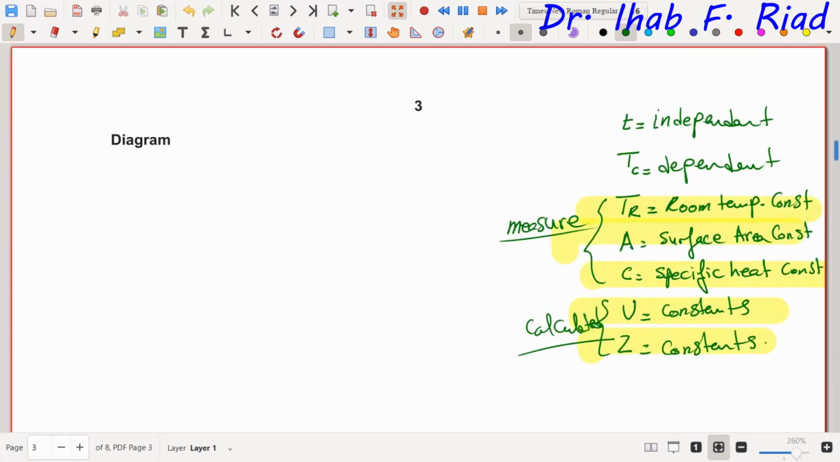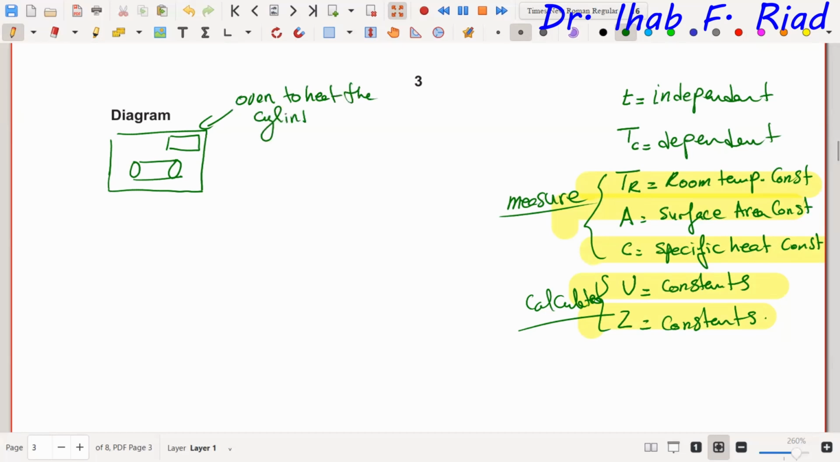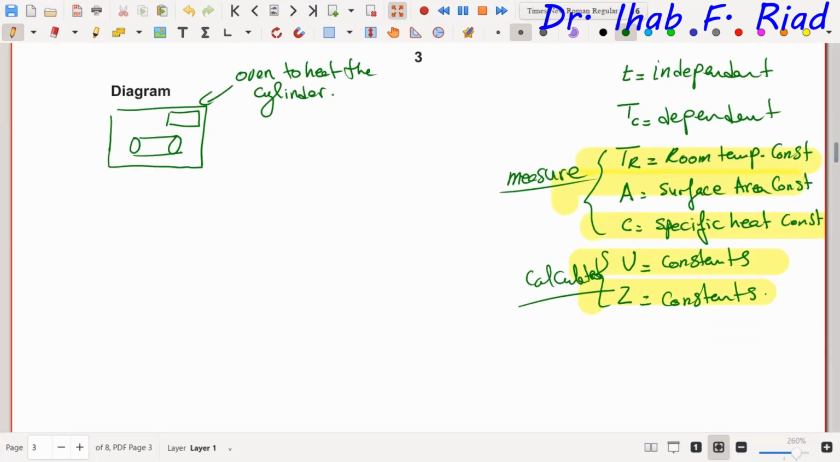Okay, so now let us make small sketches here and there to show, for example, this is an oven. Oven to heat the cylinder. Okay? So we have an oven. We have our cylinder. So can you tell me which instruments are we going to use, Dean, for this experiment?